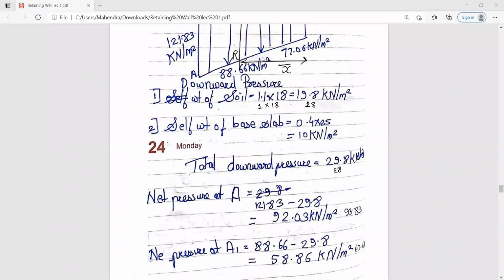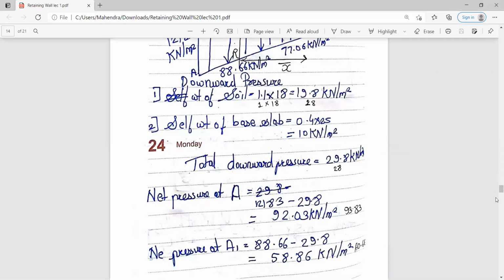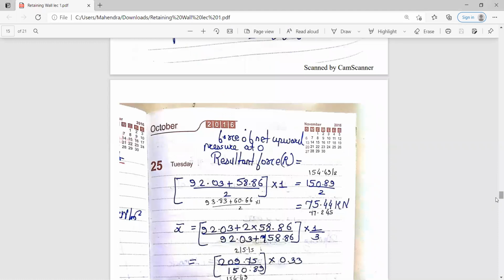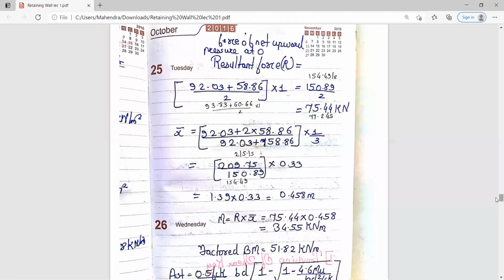All of you had done up till here. Everyone had got the net pressure at A1, that is 60.66. Now you need to calculate the resultant, the force of net pressure at O, that is resultant force R. To calculate the resultant, net pressure at A plus net pressure at A1, divided by 2.